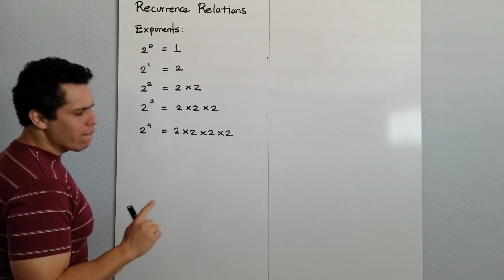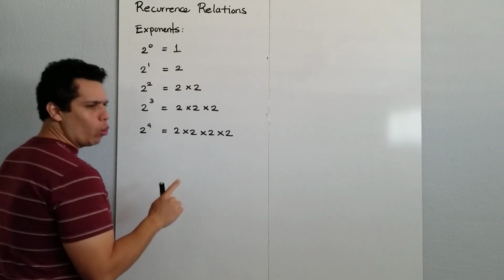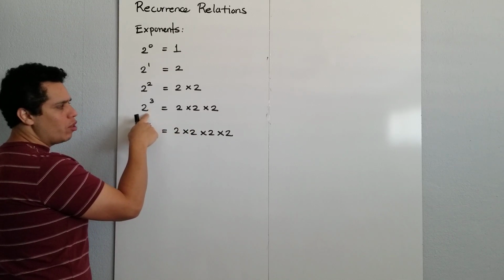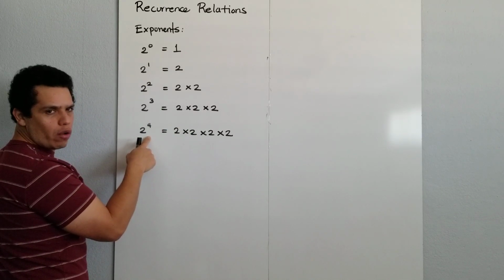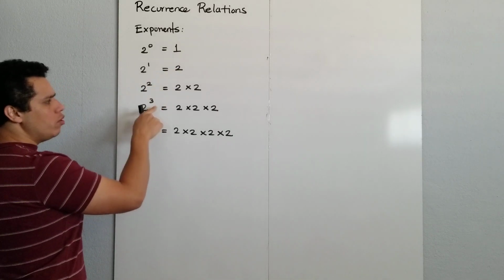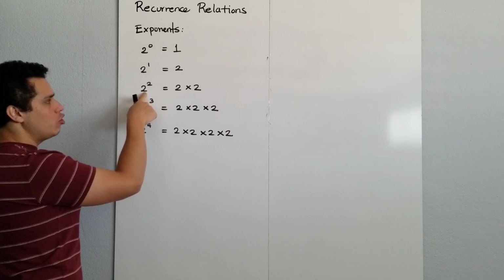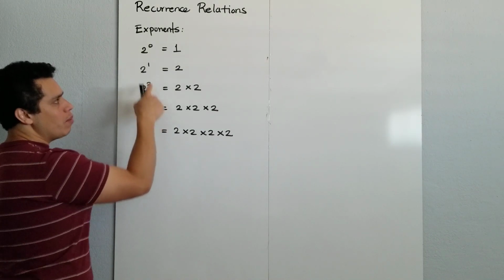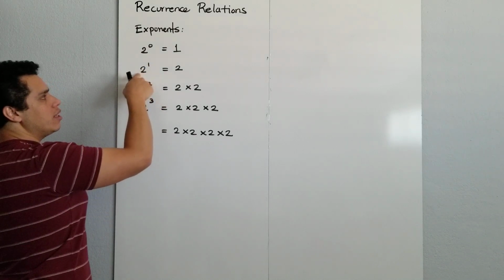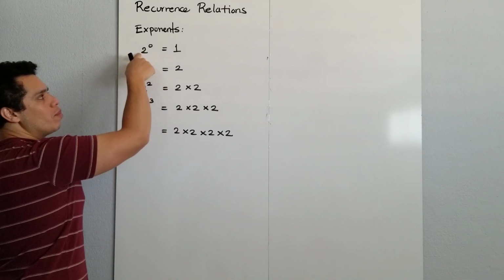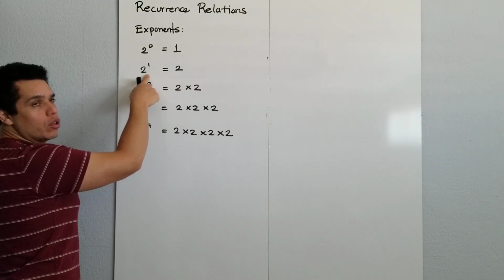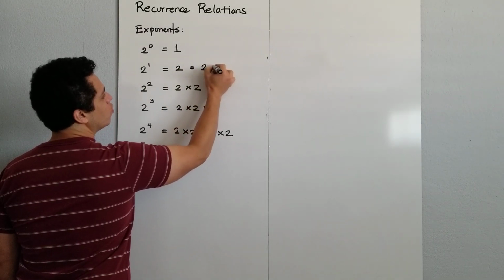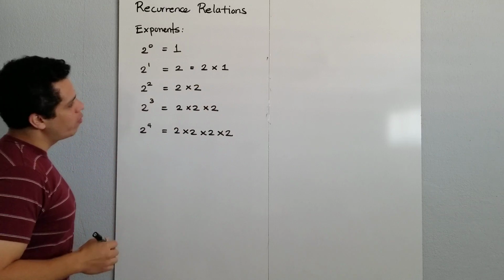Now, something that we notice here is that we are using the expression that defines 2 to the 3 in the definition of 2 to the 4. We're already using the definition of 2 to the power of 2 in the definition of 2 to the power of 3. Now, it might be a little bit hidden here, but we're using the definition of 2 to the power of 0 to introduce 2 to the power of 1. How? Well, I can write 2 as 2 times 1.